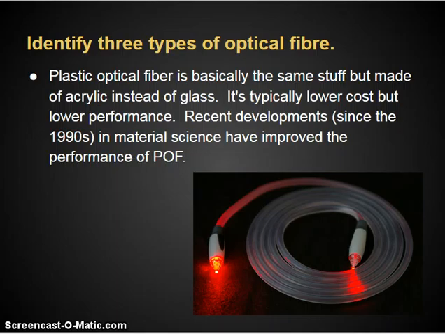Now, the plastic optical fiber works the same way, but instead of being made of glass, it's made of acrylic, which has a lower cost, but it's also lower performance. So glass fiber optic is very expensive to produce and even more expensive to deploy. Acrylic fiber optic is a lot less expensive. Since the 1990s, they've improved the quality of the acrylic and have been able to purify it a lot better, so the connections are a lot better.